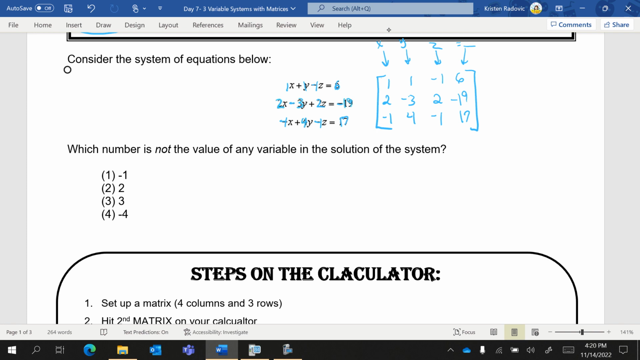Now, what's going to happen here is we're going to throw this matrix into the calculator because there's actually a lot of things you can do with matrices, and it's not in this course. But your calculator can use all these special rules with matrices and solve it for you. And we're going to get a new matrix that tells us what our answer is.